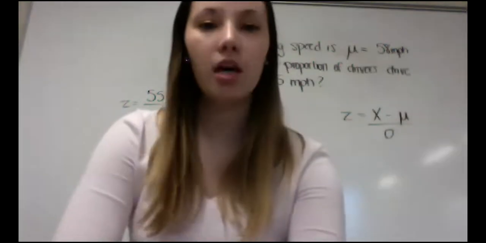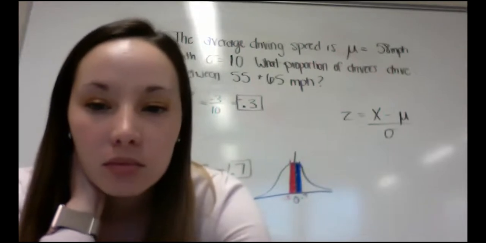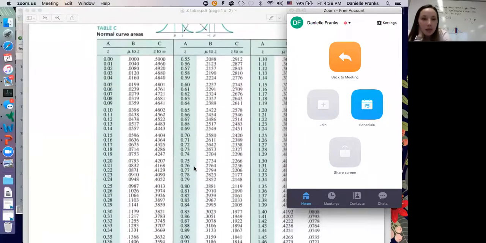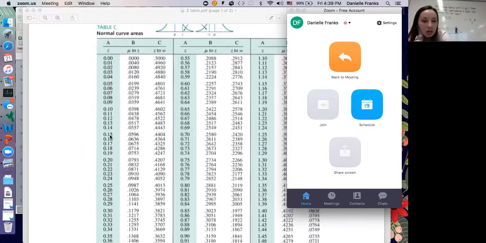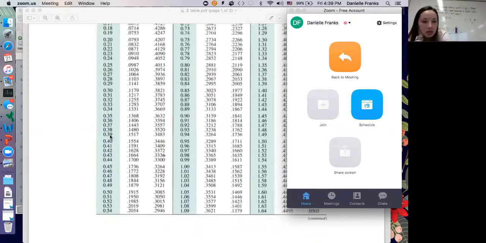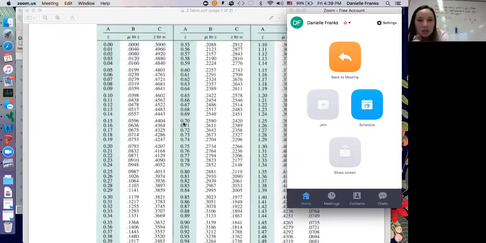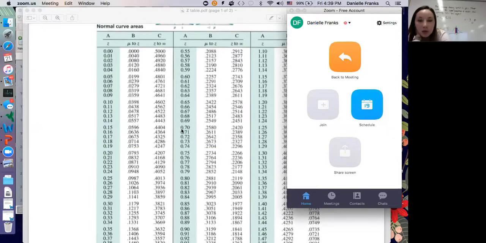So let's go to our z table. So mean to z for a z-score of 0.7 is right here, 0.7. And we are, of course, interested in our mean to z, which is column B. So we see that the proportion that is associated with that is 0.2580. So that is our blue piece. So that is our mean to z for that piece.